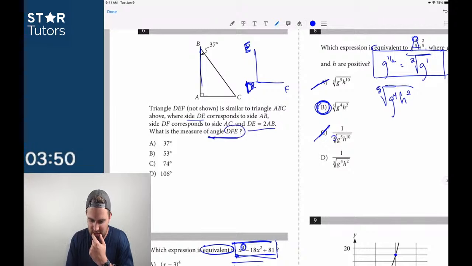What is the measure of DFE? DFE is down here, so this is just 37, 53, I think, right? This is 53, so that's a similar triangle. It's similar, right? And so the angle measures are the same. I think it's got to be B for number 6.